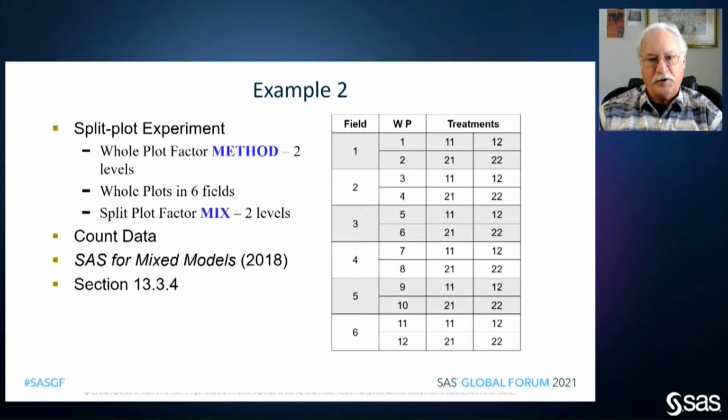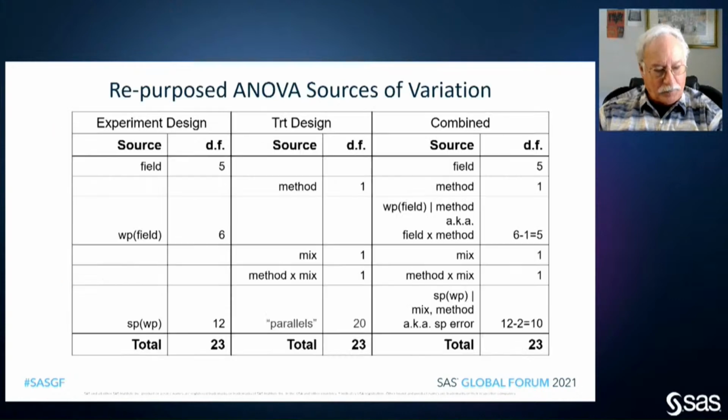It's a split-plot experiment. So we have a total of 6 fields. Each field is divided into 2 halves, and a method, an agricultural cultivation method, is applied to one of the 2 half fields. Each one of these half fields is further divided into 2 plots, and there's a different seed mix applied to either one of these. The variable is they're doing counts of some undesirable weeds that grew there, so the data are counts. And so this is the setup of our experiment.